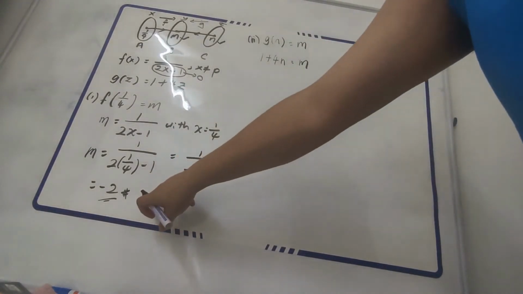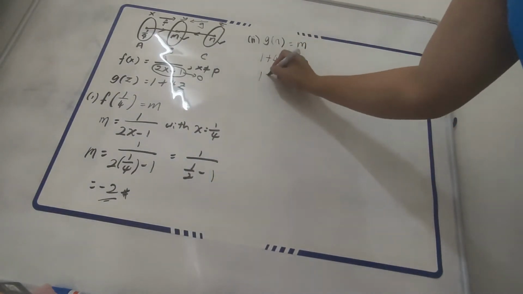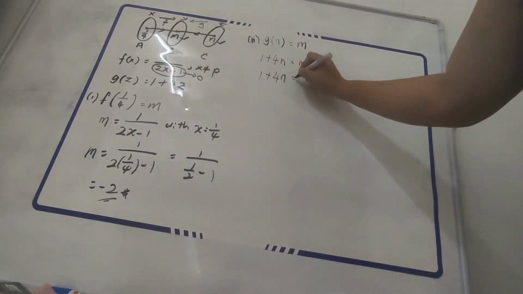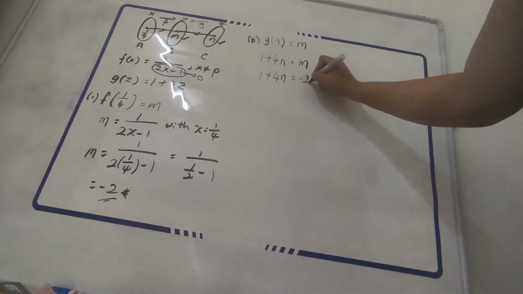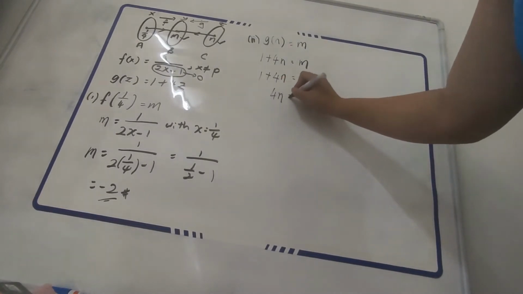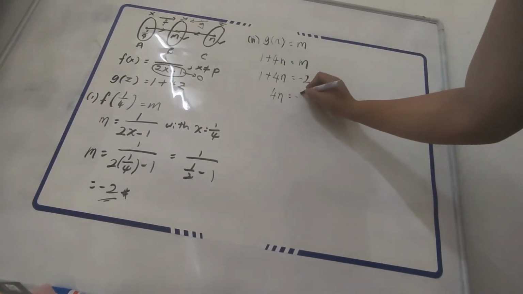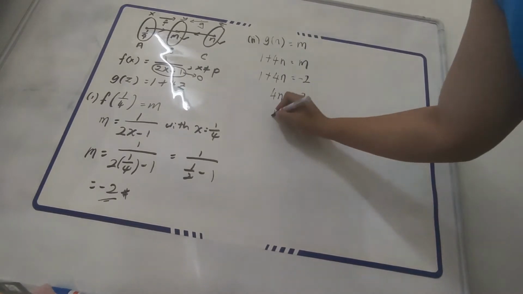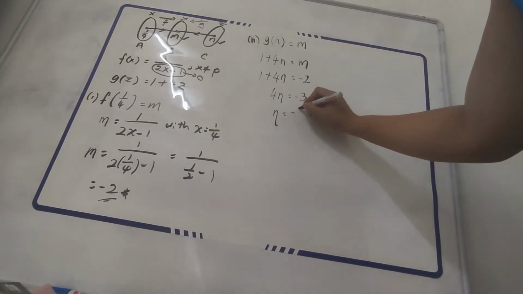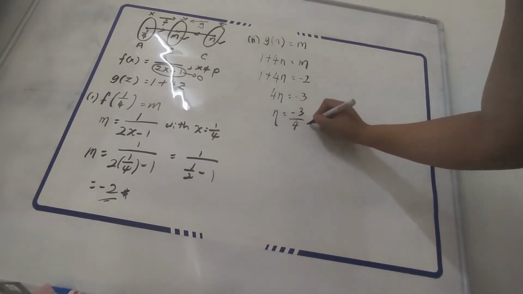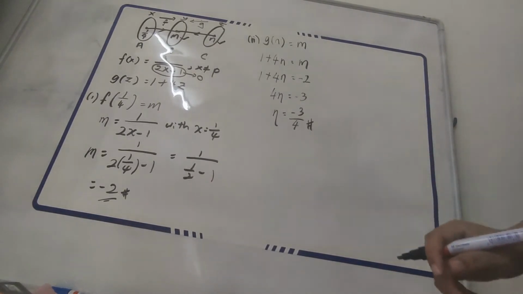We have m here. m is equal to what? Minus 2. So 1 plus 4n equals minus 2. So 4n equals, you move it here, becomes minus 1, negative 3. n is equal to minus 3 over 4. So this is a long question for question 13.